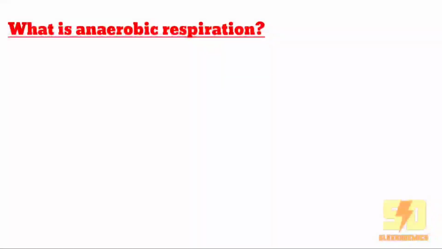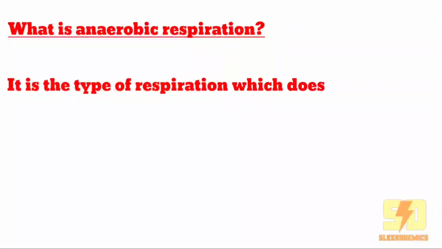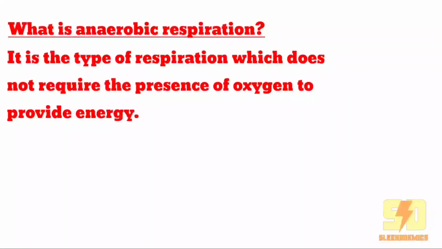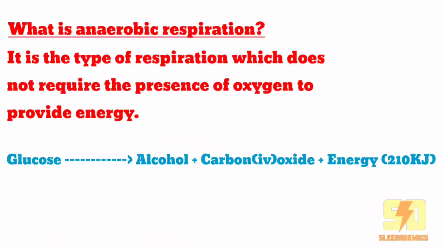So let's go into today's topic proper. What is anaerobic respiration? It is the type of respiration which does not require the presence of oxygen to provide energy. During anaerobic respiration, glucose is broken down to yield carbon dioxide, alcohol, and energy. And as shown on the diagram on the screen, glucose is broken down to give alcohol, carbon dioxide, and energy. From the energy content, we can find out that anaerobic respiration is not as efficient as aerobic respiration. That means the energy production is quite low compared to aerobic respiration.